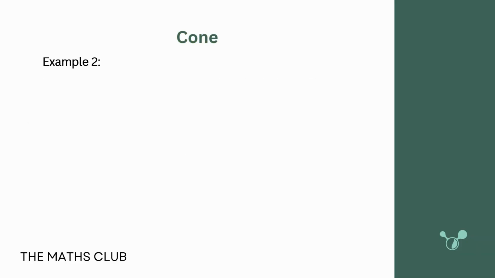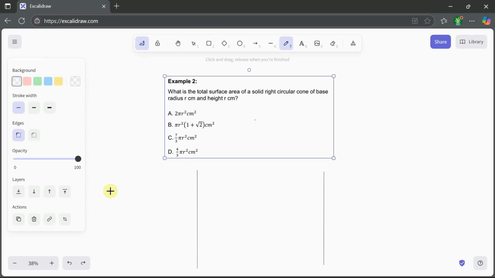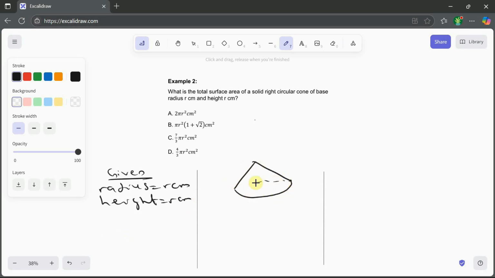Great. Example 2 says that what is the total surface area of a solid right circular cone of base radius r centimeter and height r centimeter? So in this question, what are we given? We are told that the radius is r centimeter and the height is r centimeter. So if this is the cone, right, this is the height h, this is the radius r, and this is the slant l, right?